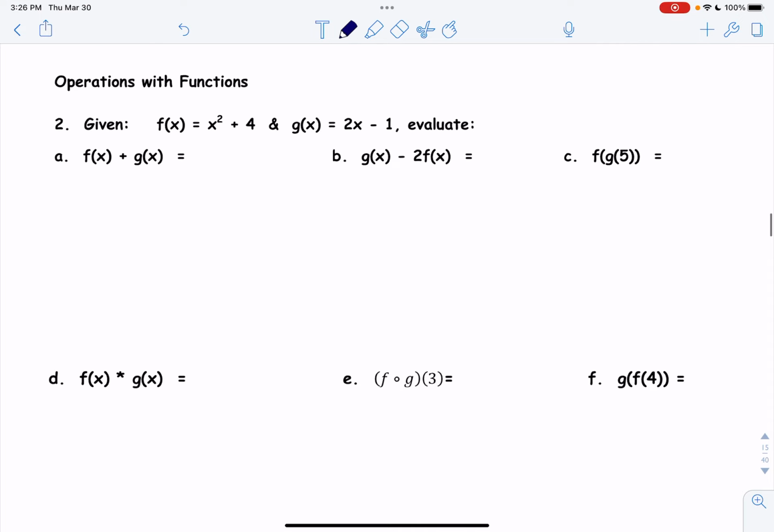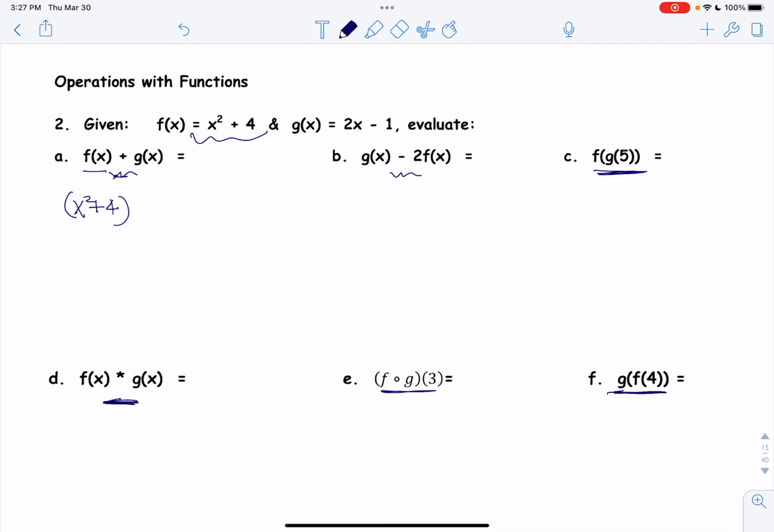And then operations with functions. Given two functions f(x) and g(x), they sometimes ask you to add, subtract, composite, or multiply them together. So we'll see how you have to do each. If it's addition, simply you add. So I will just copy down f(x) here, which is x squared plus 4.